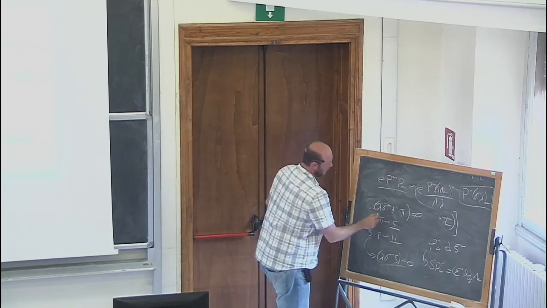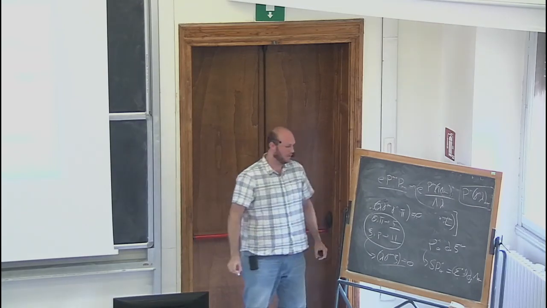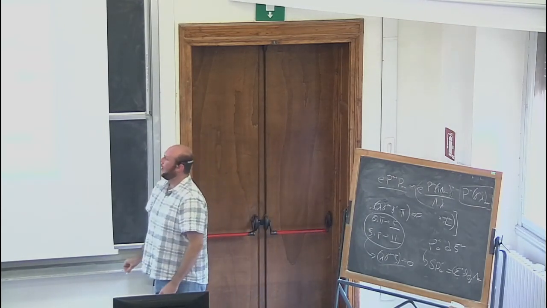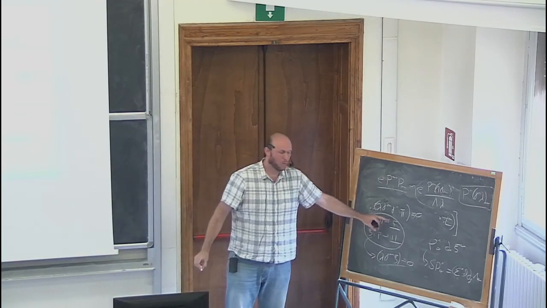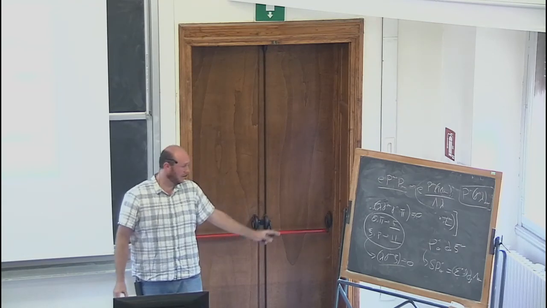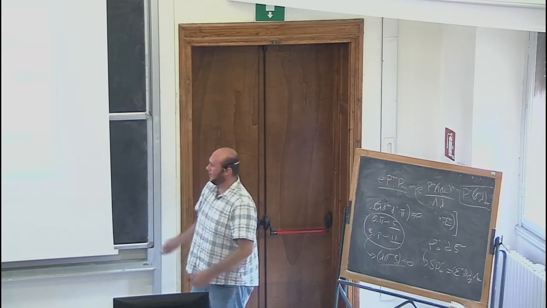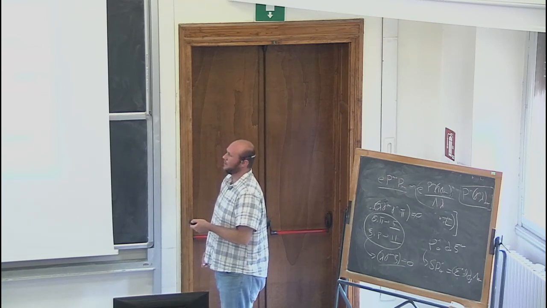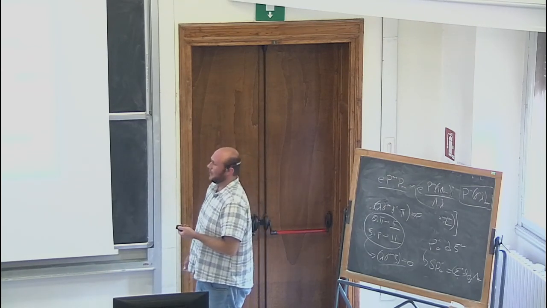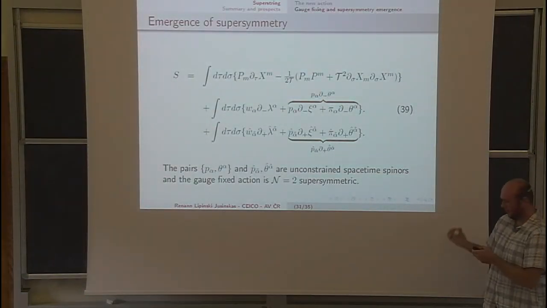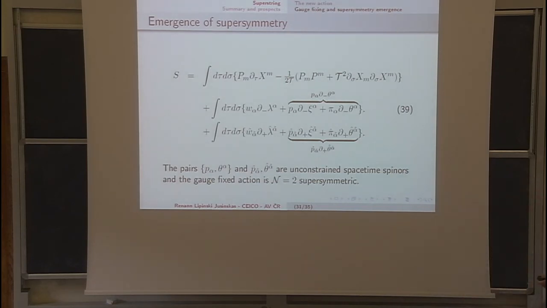Right? So now, because of your field redefinition, these two fields have ghost number zero. And more than that, you can see that these independent components are complementary, so you can combine them into an unconstrained space-time spinor in this form. And you can see that the action is now N=1 supersymmetric. So in this sense, supersymmetry, or space-time supersymmetry, is an emergent feature of this action.